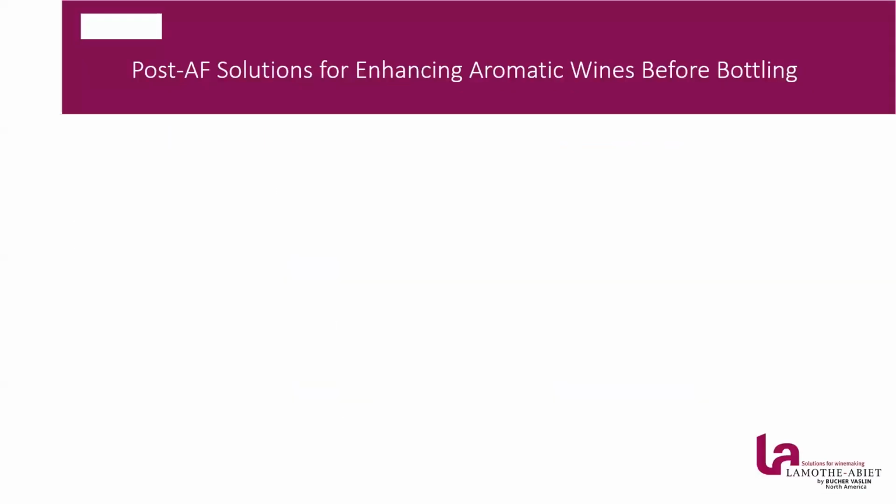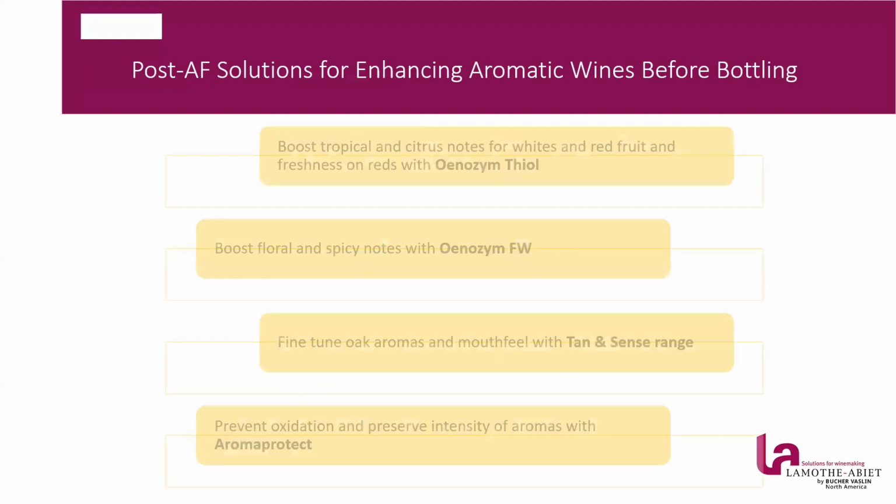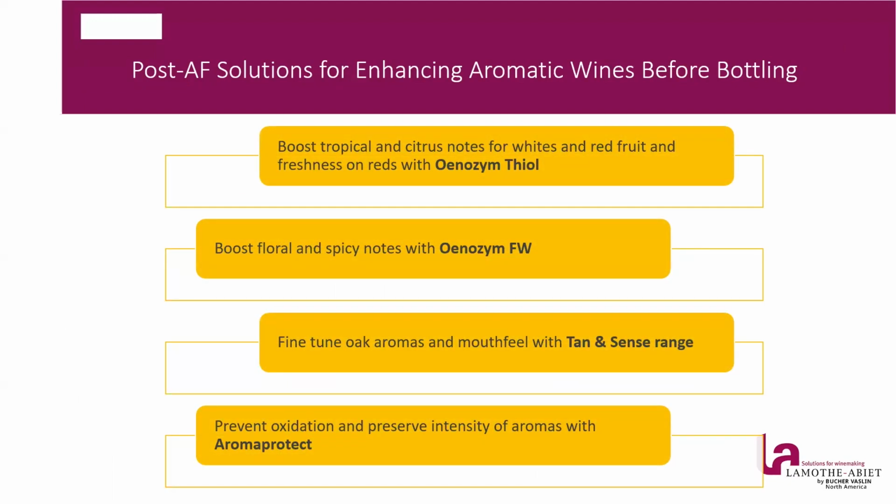So to sum up, as we saw, there are solutions to enhance the wine complexity and the aromas of wine during aging or just before bottling. If you want to boost tropical and citrus notes on your white and rosé, or the freshness and red fruit characters in your red, using enzyme thiol can be a good option. Then for more floral and spicy notes and terpenic varieties, the enzyme FW can also be an option.